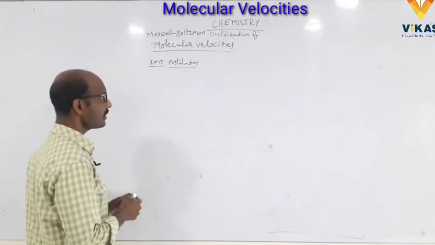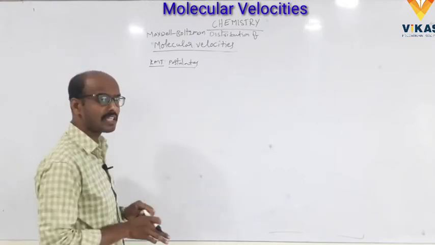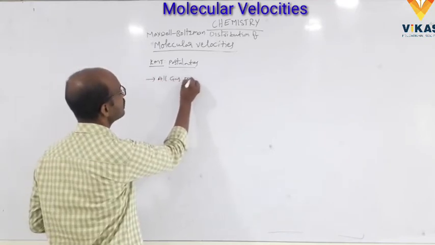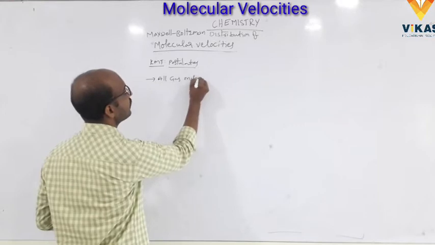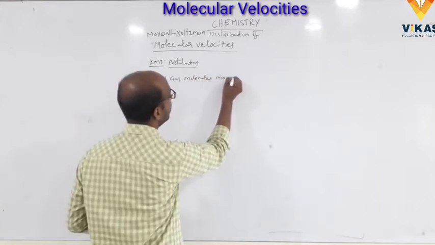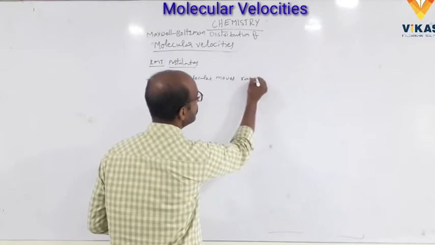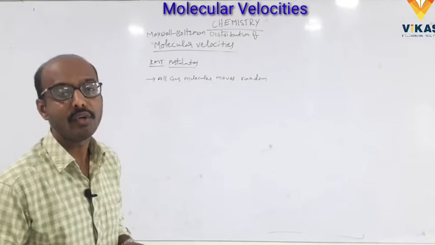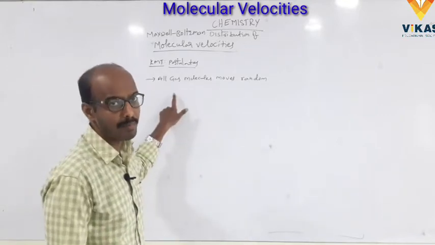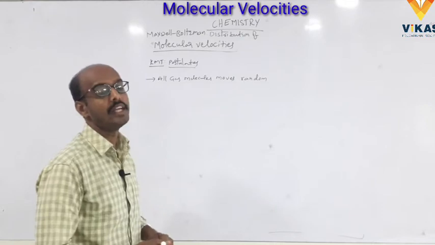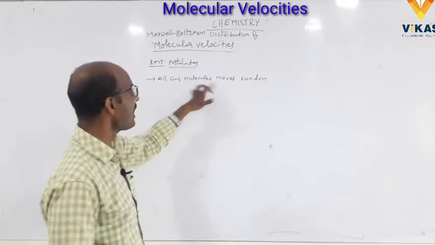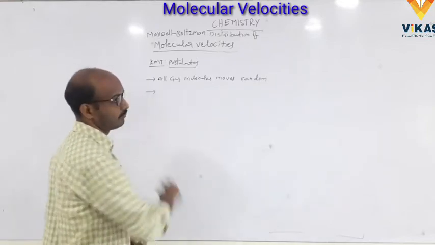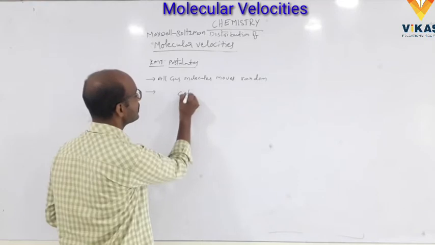So what is the first postulate of the KMT? All gaseous molecules move randomly in all directions with different velocities. We all know this KMT postulate. So all gases move randomly in all directions. At the same time, as they move, the molecules collide with each other.